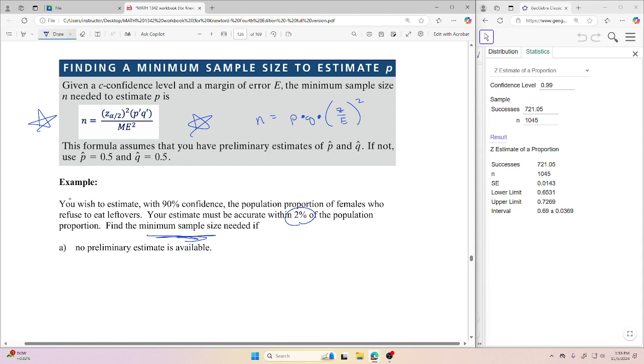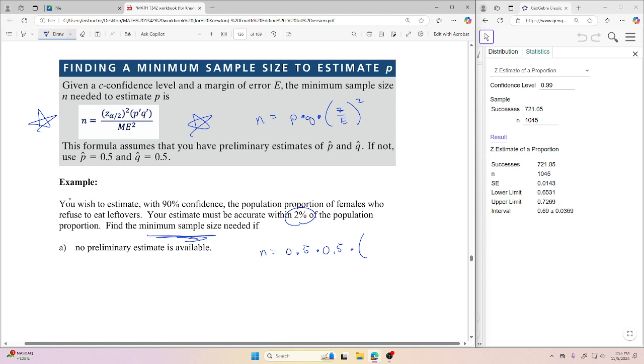I'm going to start putting it in manually, and then I'll show you a little bit more about this stuff here in a minute. So P and Q. If you read here, it says the formula assumes that you have these values, but if you don't, use 50-50. So I'm just going to do what it says, and then I'll explain it in a second. So I'm going to use 50-50.